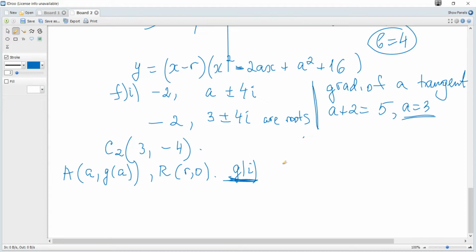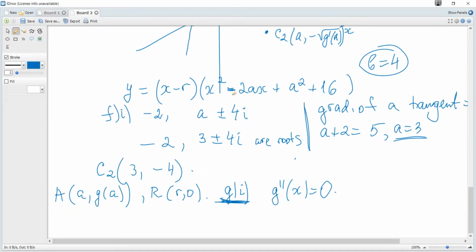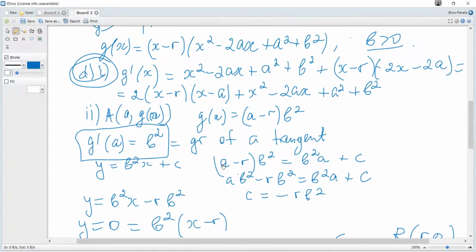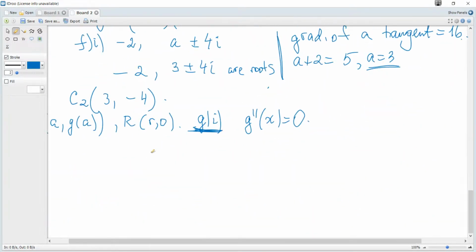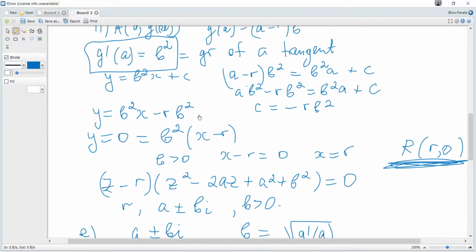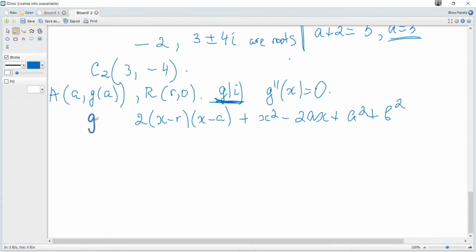So we need to find the point of inflection. We know that at a point of inflection, its second derivative is equal to 0. So since it's a function of the same form as g, we consider g again. And where is the first derivative of g? It's this one: 2x minus r, x minus a, plus x squared minus 2ax plus a squared plus b squared. Let's check. Yes, it's correct. So it's the first derivative of g.